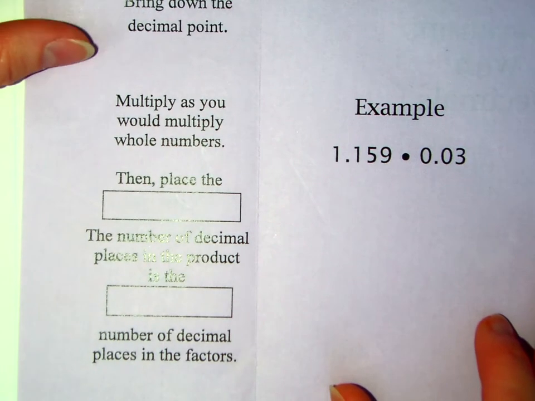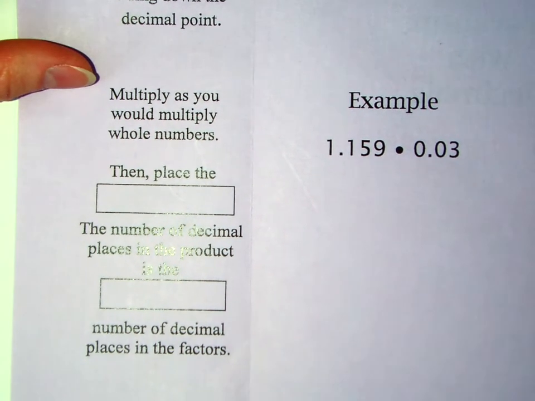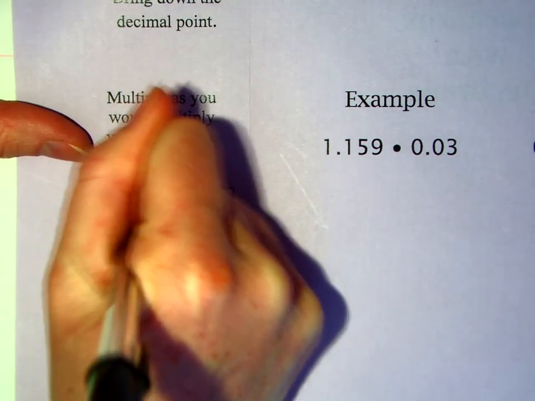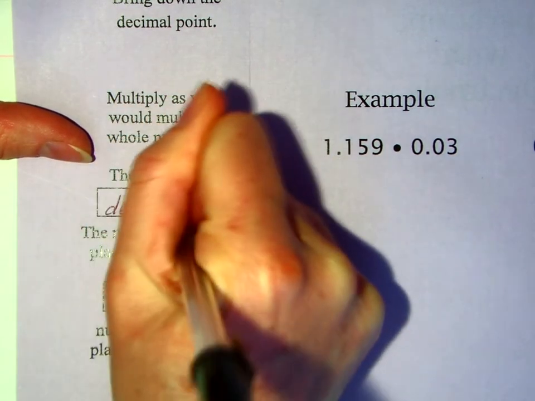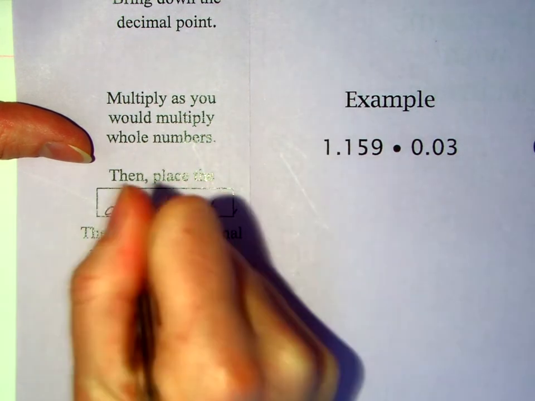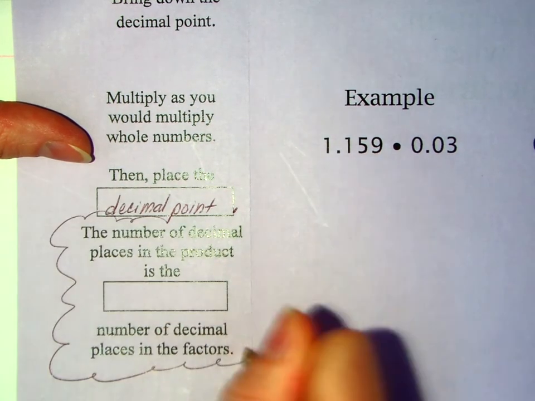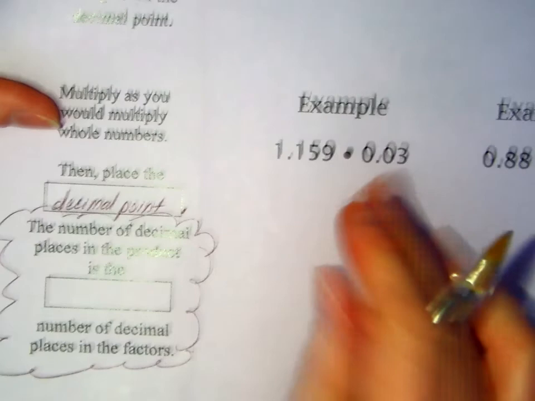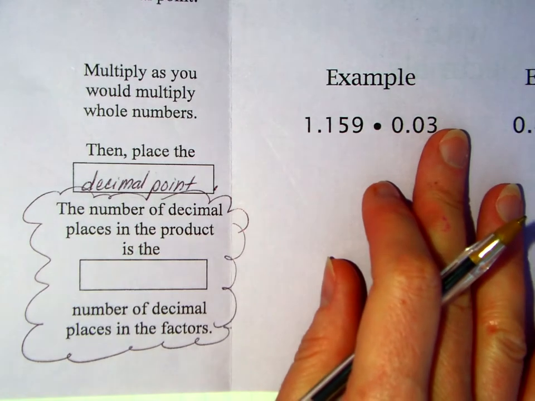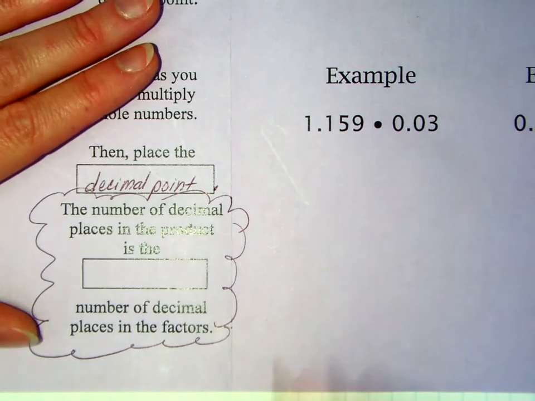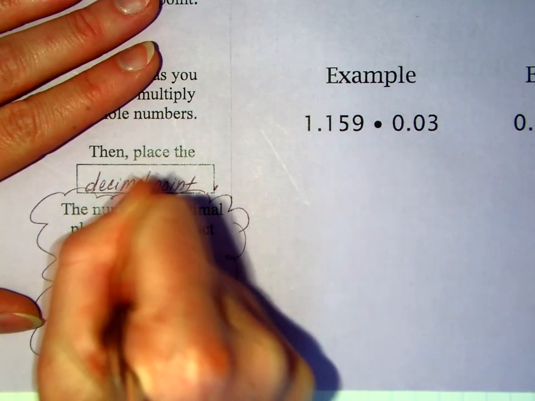Next, multiply. Multiply as you would multiply whole numbers. Then place the decimal point. The next line is actually telling you how to place the decimal point. It's not as thorough as the notes I provided in your binder, but it basically gets you to the same place. The number of decimal places in the product is the total number of decimal places in the factors.